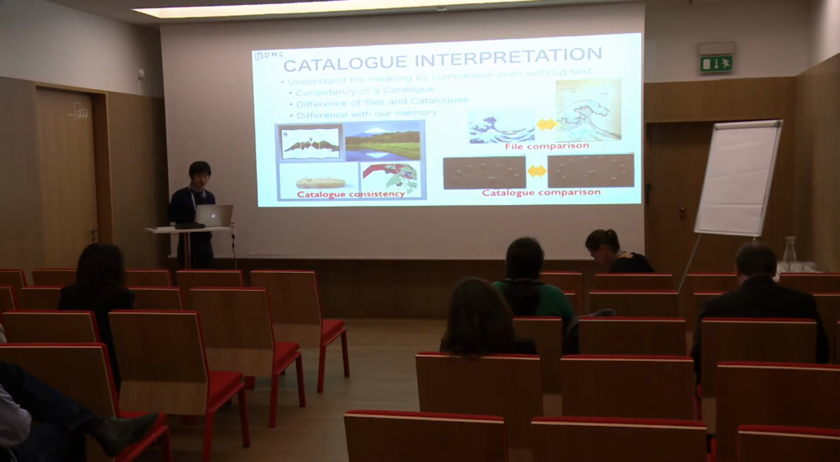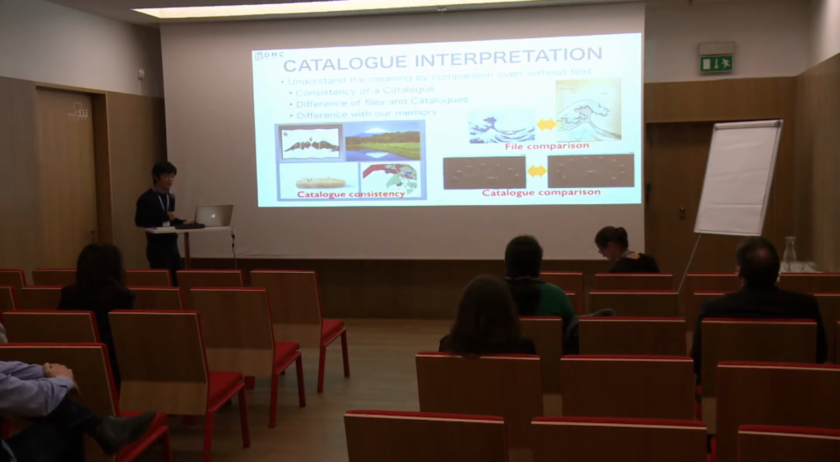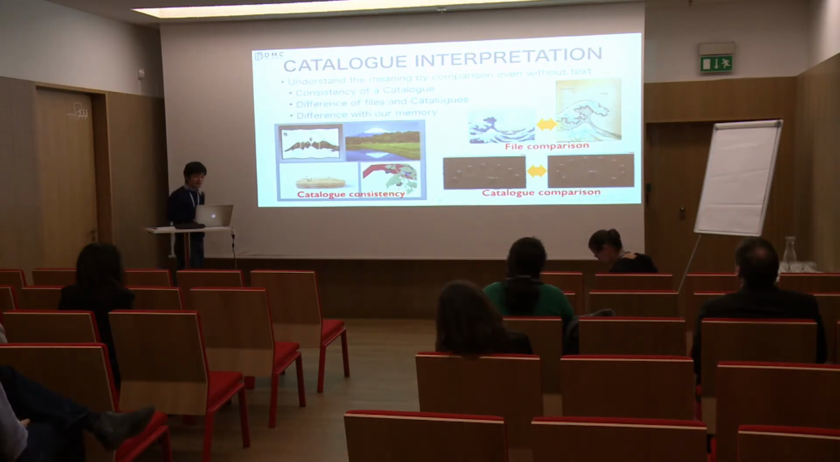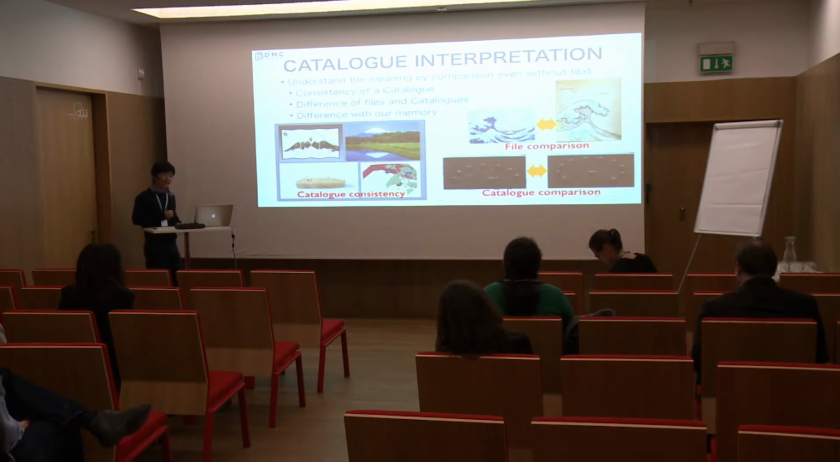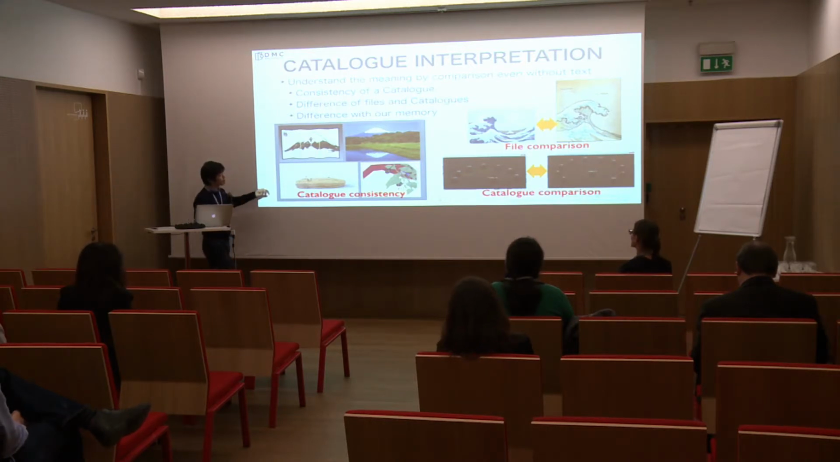The catalog interpretation. So the important point, we have two important points. One is the consistency of a catalog, what the relation is, the difference of the files or the difference of the catalogs, and what is a different point when we compare with my memory. Here, what is a consistency?